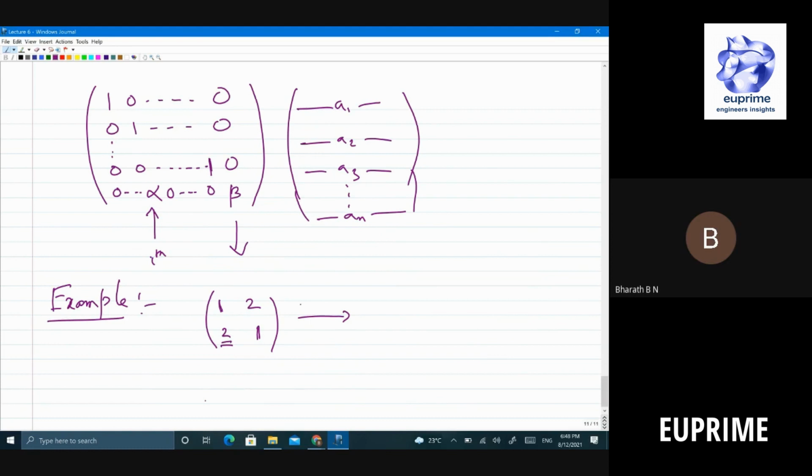Okay. So what do I do? R2, the row 2 is what? 2 times R1 minus R2. So what do I get? 1, 2, 0. I have to multiply the first row by 2. I'll get 4, right? Subtract the second row. 4 minus 1 is 3. Okay. So what should I do after this? I have to knock off this guy, right? So what should I do?